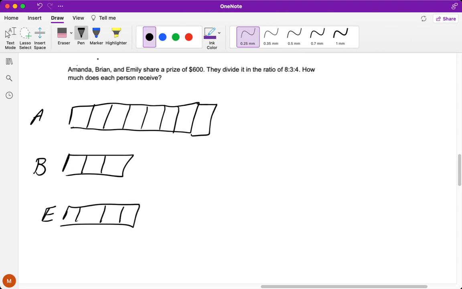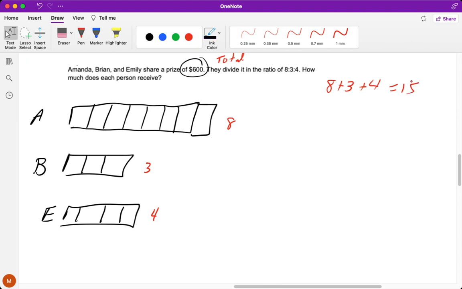So we can draw these tape diagrams. And since they said that they shared a prize of $600, that's the total amount. So now I know each of these boxes represents the ratio, but they all represent the same amount because the ratios are completely simplified. So what I'm going to do then is count how many total boxes we have. Well, we have 8 with Amanda, we have 3 with Brian, and 4 with Emily. So 8 plus 3 plus 4 is then equal to 15. So there's 15 boxes that will give us a total of $600.